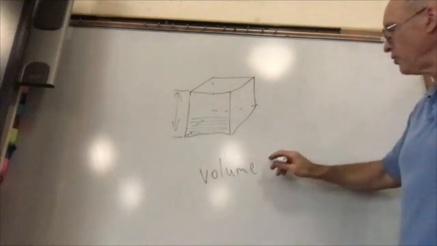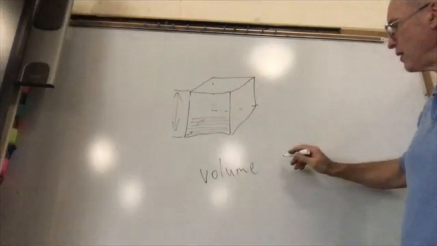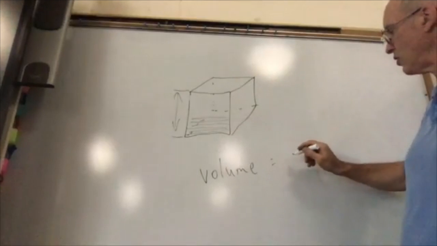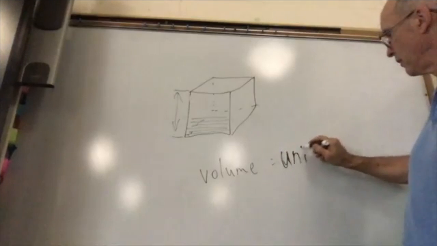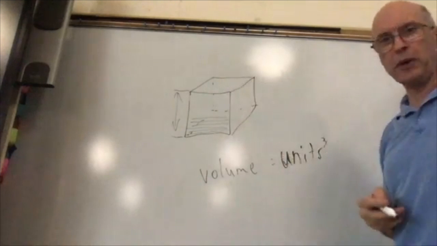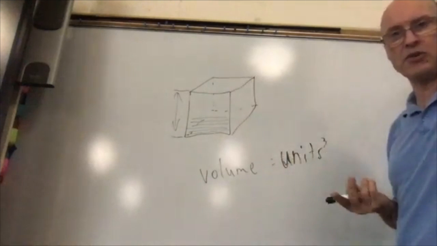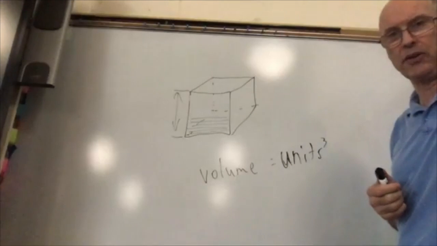Of course, when you do volume, since you're doing length times width times height, you're going to give it to me in units cubed. 3 things are being multiplied together is going to be cubed. Area is going to be squared, and just a plain old distance is going to be just a plain old distance.